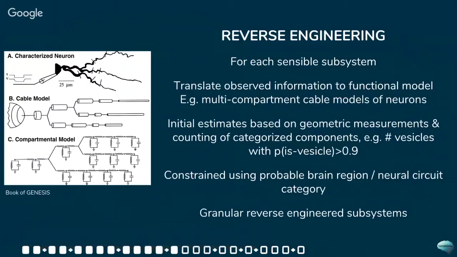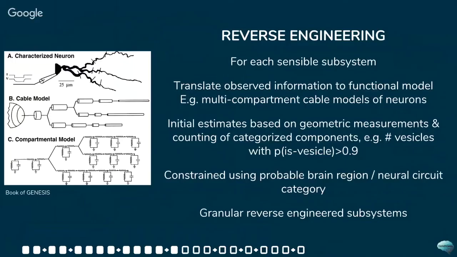Now, it seems like we certainly want to decompose the unknown system into many sensible smaller subsystems. And we then apply our reverse engineering methods to each of those subsystems. Perhaps we build a compartmental cable model of the neuron, or neurons, that we find in each. We populate those dynamic variables with our best estimates based on geometric measures and counting of components within a 3D image produced from the preserved brain.